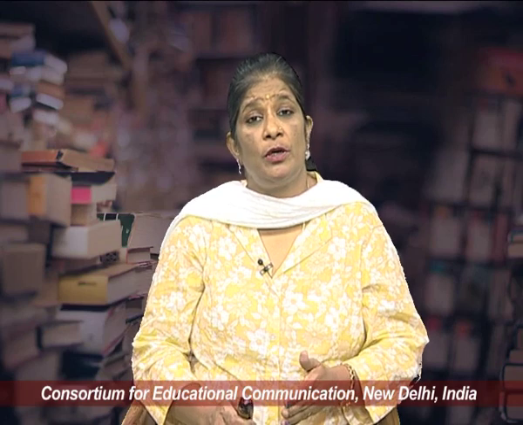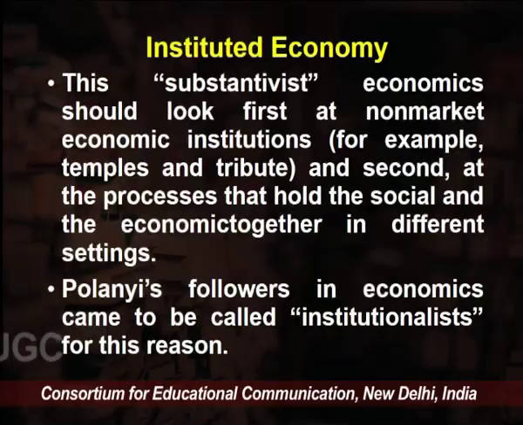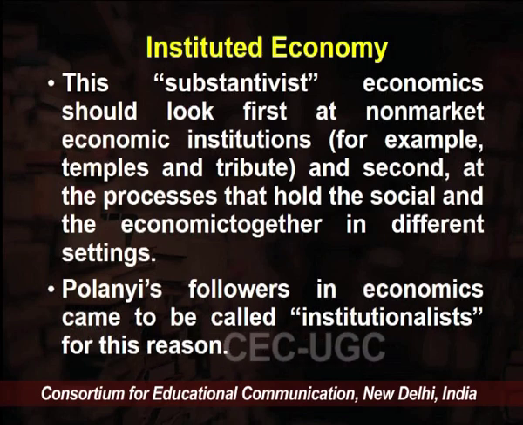It is equally important to go outside the material relation, look into the religion, look into the culture, look into the gender relation, look into the functioning of the family, and then the second stage we were going to understand the relationship between economy and social relations. Polanyi's followers in economics came to be called institutionalists for this reason. They were looking at the institutional level of analysis. The institutions were not only the market, but also beyond market: religion, culture, family, and so on.